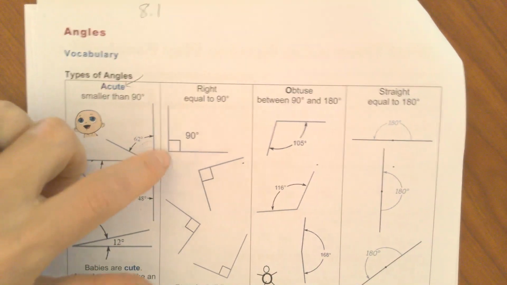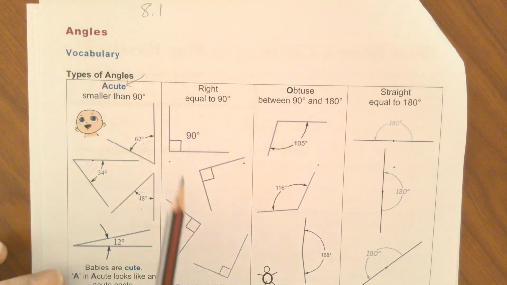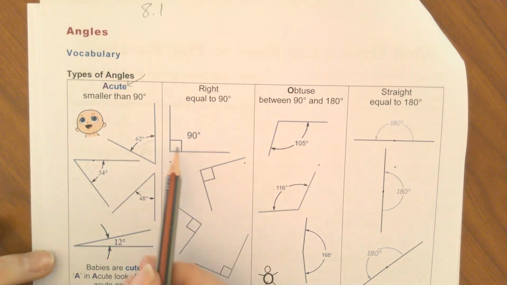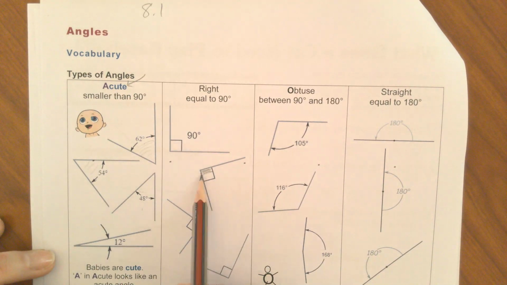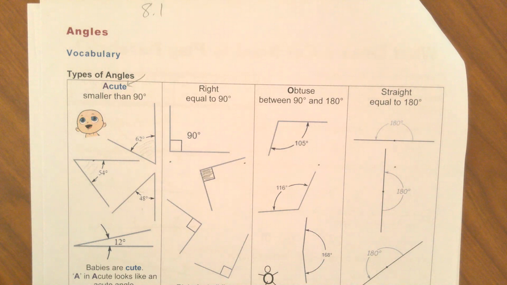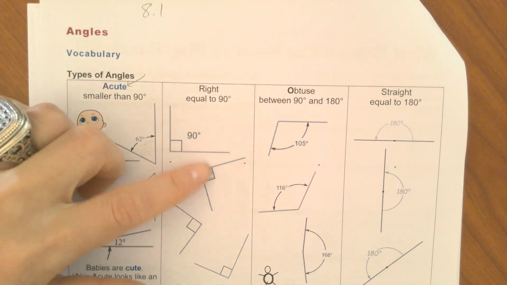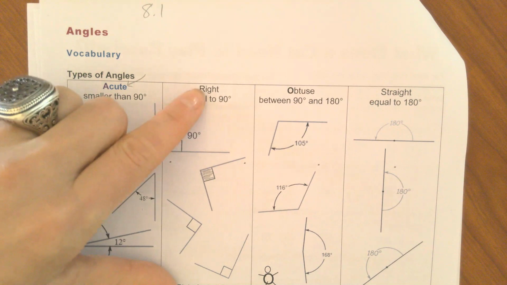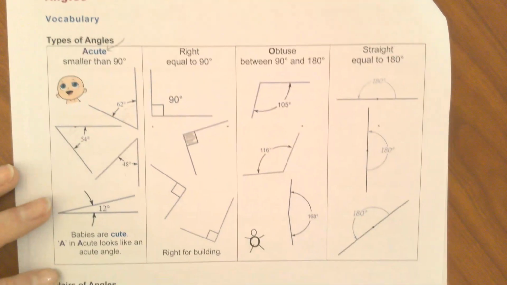Now, if we have angles that are exactly 90 degrees, and we use this little square in the corner to say it's 90 degrees, then it's the right one to build things with, because we look at our houses, we look at buildings, everything around us, we use 90 degrees to build things. So it's the right thing to use to build things.